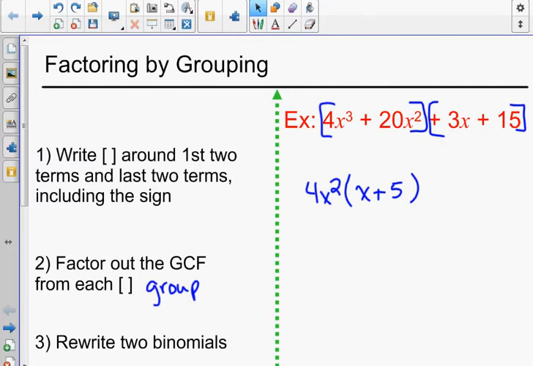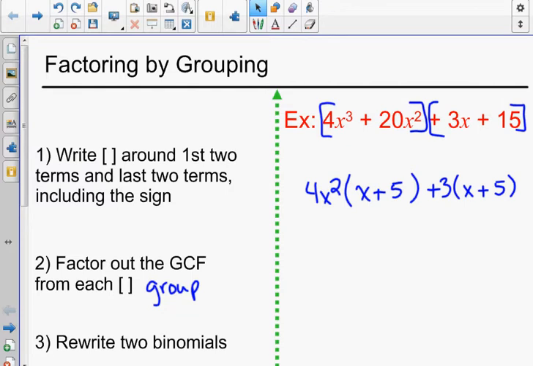Now, we also have to find the GCF from the second group. And the GCF of the second group is going to be a positive 3. Now, when we factor out the positive 3, we have the same thing left over inside the parentheses, and that's going to be an x plus 5.